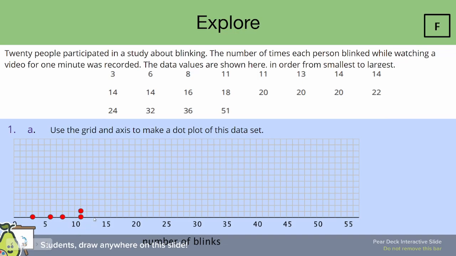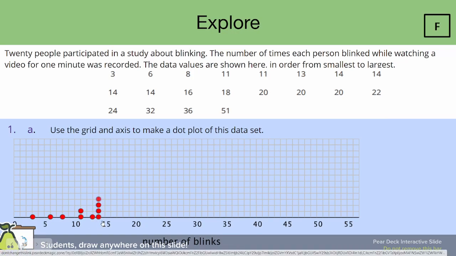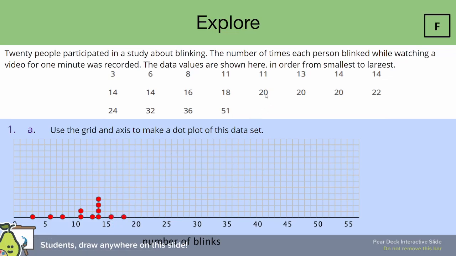13, so we need to plot our 13. 14, 14, 14, 14. So we're going to need several of them. 1, 2, 3, 4. Here we go. 16. There it is. 18. There it is. 20, 20, 20. 1, 2, 3. 22, 22. 24. There it is. 24. 32. 30 is right here. So I need 1, 2. 36. So I need to find 35 and then go one more to the right, which is right here. Then 51 is our final point, so we need to find 50 and move one space to the right of it, and here we go.